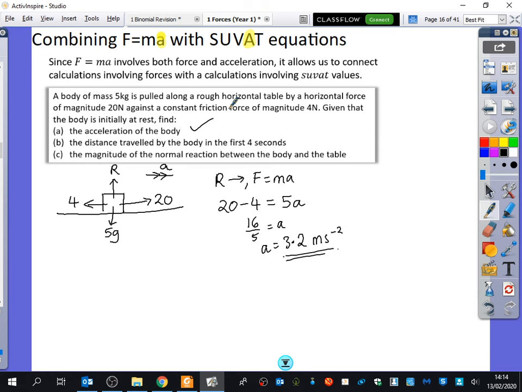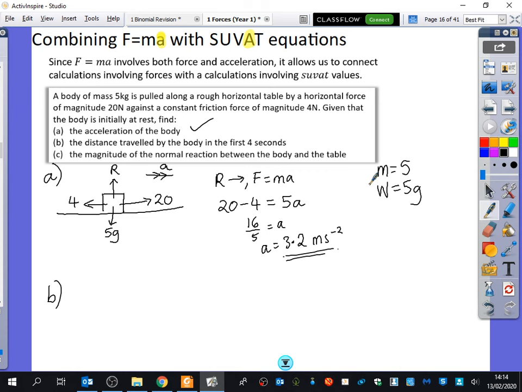Now you can see how you could connect this with some Suvat questions. I'll give you a second just to write that down. No, because mass is 5 kilograms, weight is 5g. Okay, so weight is the force, mass is just how much stuff there is. So it's not F equals WA, it's F equals MA. Good question though, because you need to make sure you've understood that these bits are different.